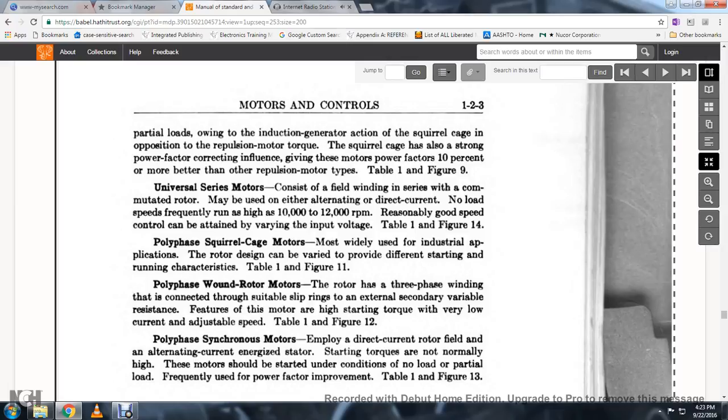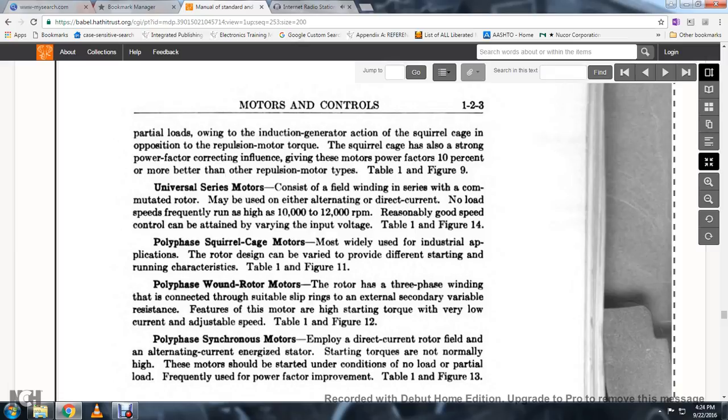Universal series motors, consisting of a field winding and a series commutator rotor, may be used on either alternating or direct current. No-load speeds can run as high as 10,000 to 12,000 RPM. Reasonably good speed control may be attained by varying the input voltage. Table 1, Figure 14.